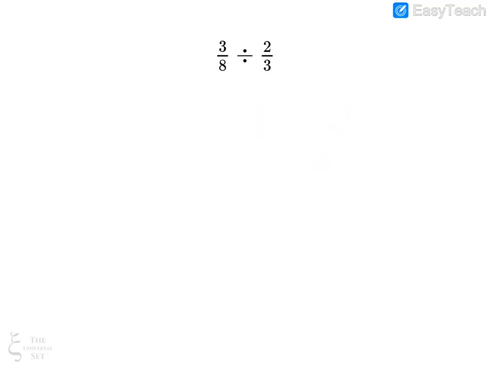Let's try another. Okay, this time we've got 3/8 divided by 2/3. Let's give this one a go. So remember, the first fraction stays the same, 3/8. Second fraction, turn it upside down. 2/3 becomes 3/2. And now instead of dividing, I'm going to need to multiply. Okay, and how do we multiply? We just go straight across. So 3 times 3, that's 9. 8 times 2, that's 16. So my answer is 9/16.